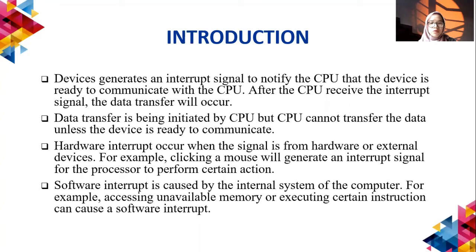For interrupt, we have two types, which are hardware and software. For hardware, an interrupt occurs when the signal is from hardware or an external device. For example, clicking a mouse will generate an interrupt signal for the process to perform a certain action. Last but not least, a software interrupt is caused by the internal system of the computer. For example, accessing available memory or executing a certain instruction can cause a software interrupt.